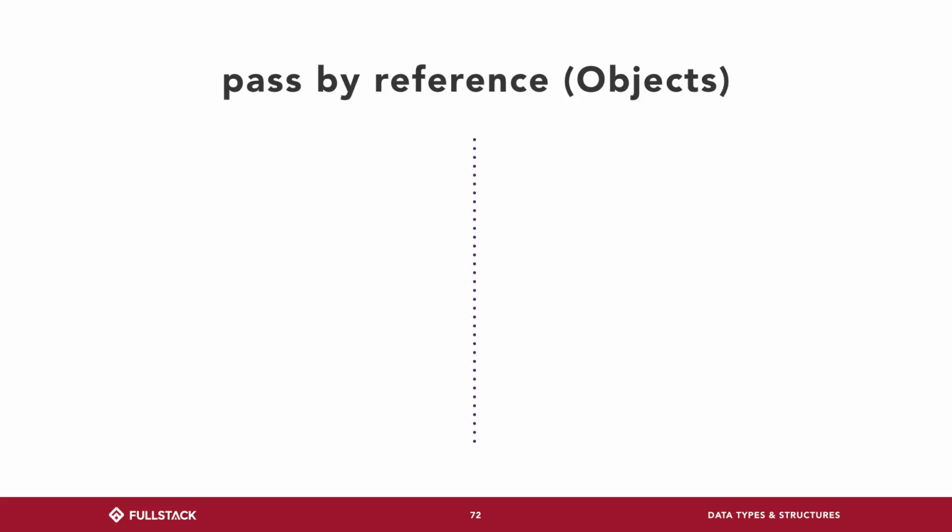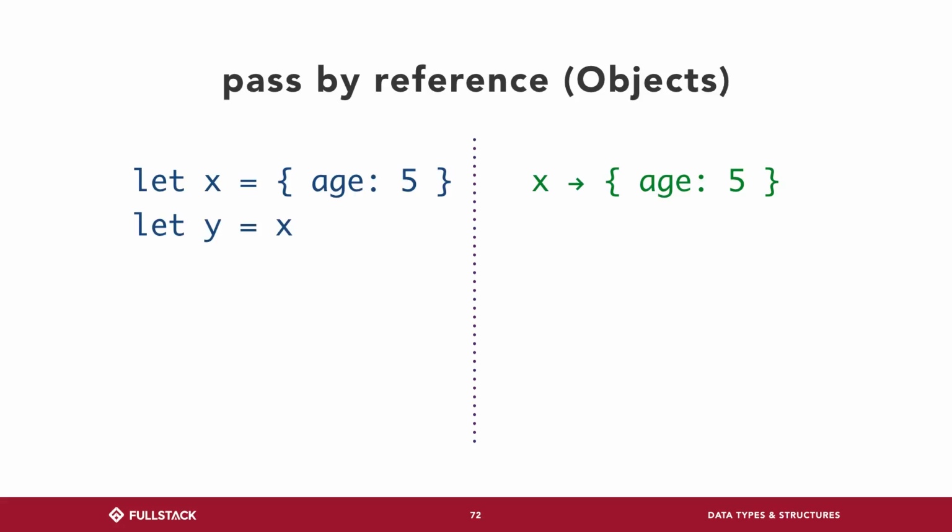Right, so how does pass by reference work? So here's an object. Let x equals age 5. So I'm saying x now refers to this object, age 5. And I say let y equals x. So what do we think is going to happen here? It's one of two possible things. Either y will hold a brand new object, or y will be another variable, but it points to the exact same object.